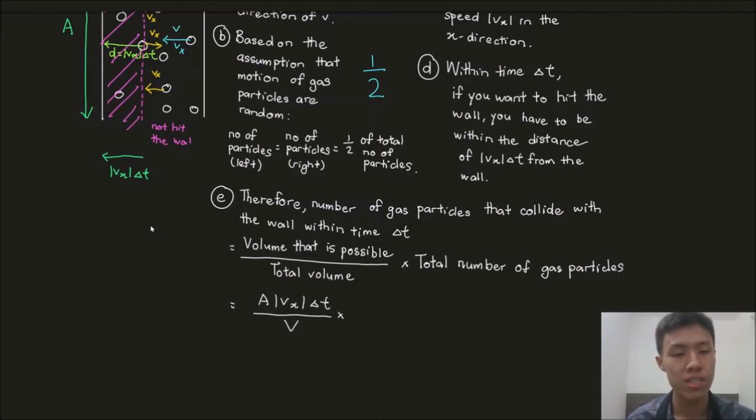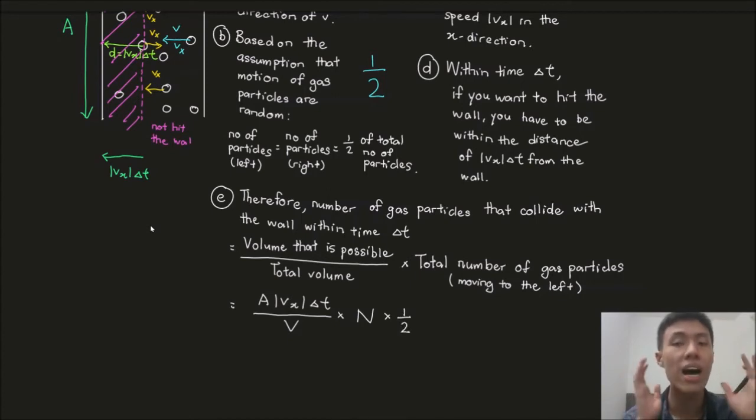But remember, of this total number of gas particles, we only want those that are moving to the left. Because if you are moving to the right, it will definitely be impossible for you to touch the left wall. So these are all particles that are moving to the left. That's why it's the total number of gas particles divided by 2, or times half, because you only want half of the gas particles, since that's how many are moving to the left.